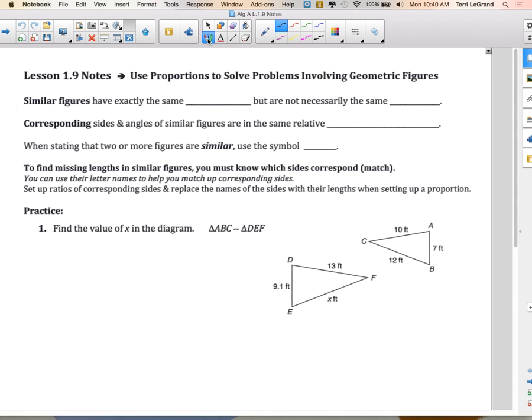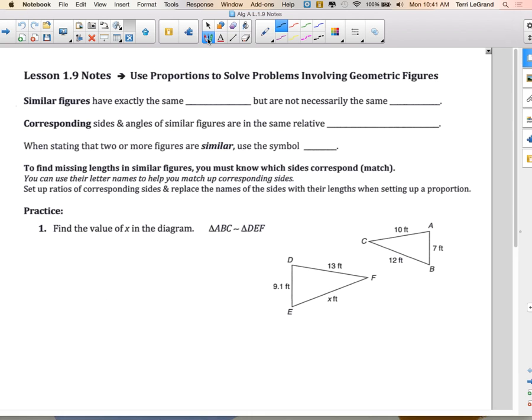So let's talk about similar figures, because when we have similar figures, that's when it's really handy to be able to use proportions. Anybody happen to know the definition for similar figures? What it means? One figure is similar to another. What can we say about them? They're the same, but not exactly the same. Okay, so what is the same about them? The same shape. They're the same shape.